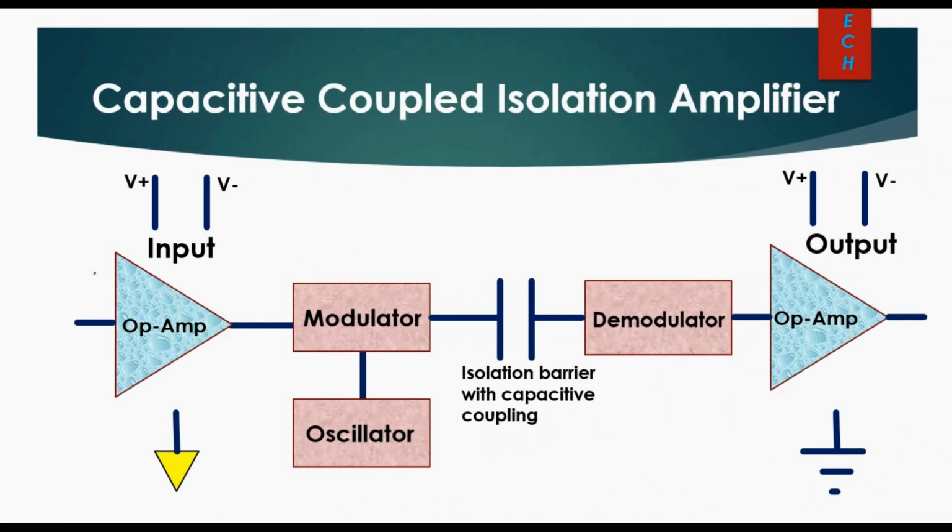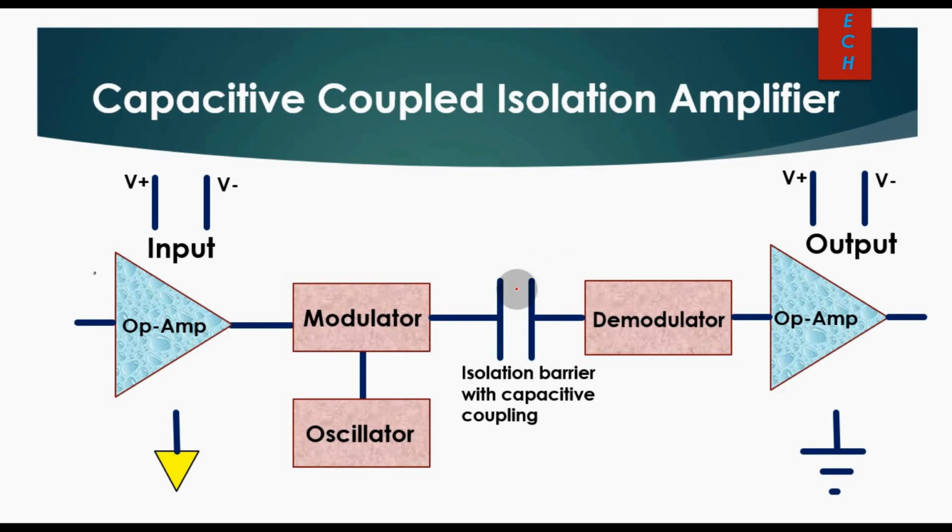Now, let us understand what kind of isolation amplifiers are available in the market. So, in older days, transformer coupled isolation amplifiers were available, and optical isolation amplifiers were available. But nowadays, lots of capacitive coupled isolation amplifiers are available in the market. So, let us understand the basic operation of capacitive coupled isolation amplifier, right? So you can see this is the block diagram of capacitive coupled isolation amplifier.